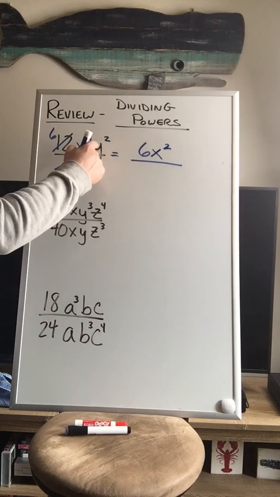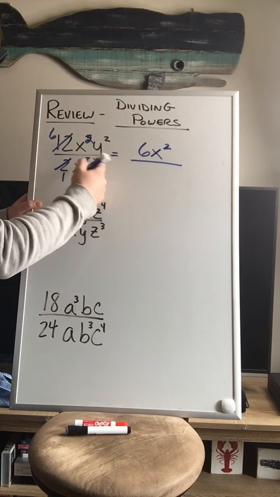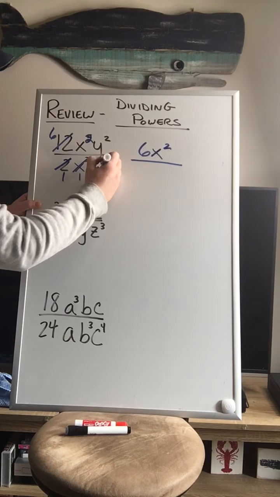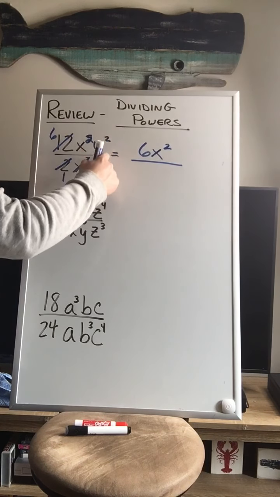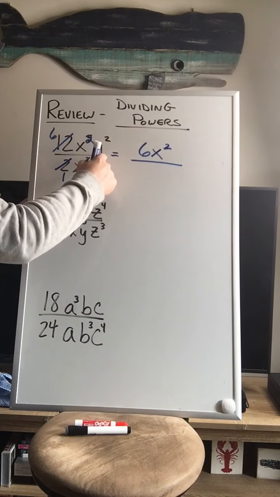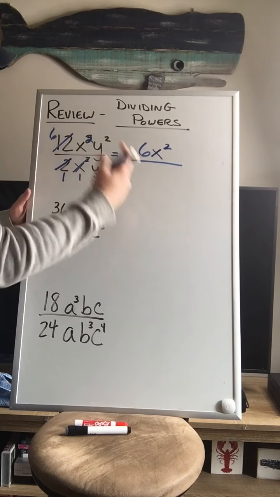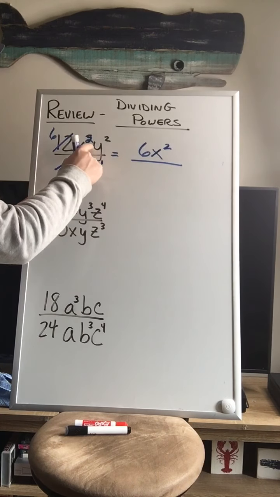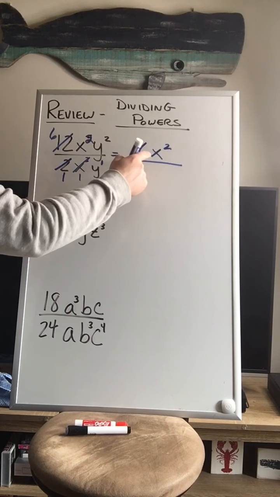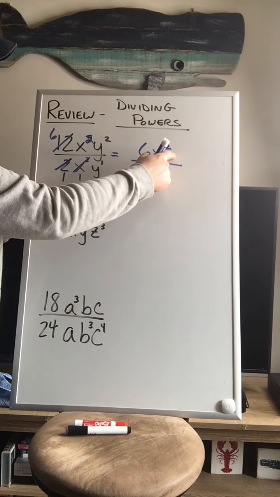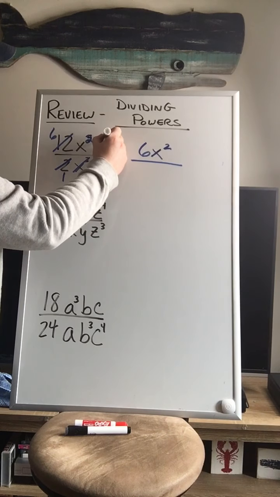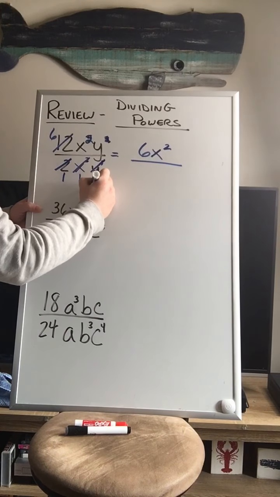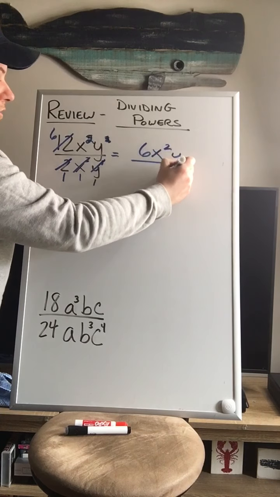And now here, y to the 2nd divided by y. Remember, if there's no exponent, it's always a 1, so it's y to the 1st. So again, I can subtract the exponents, 2 minus 1. And that means there's going to be 1 y left over. And since there's more y's up here, the leftover y is also going to be in the numerator. So this y cancels out with one of these, and that leaves y to the 1st in the numerator.